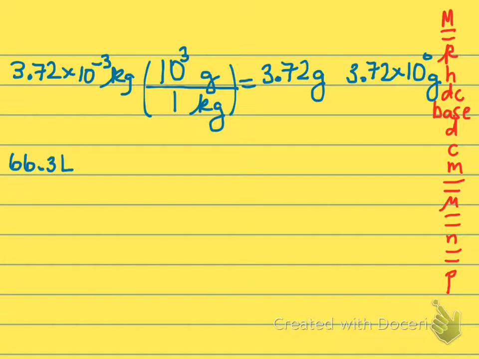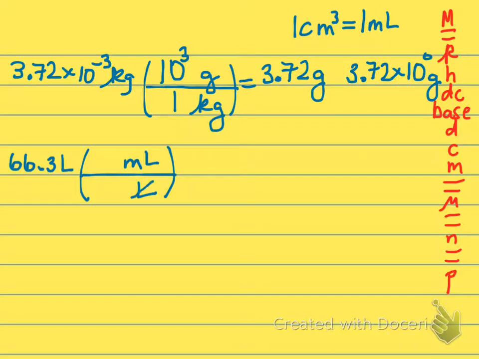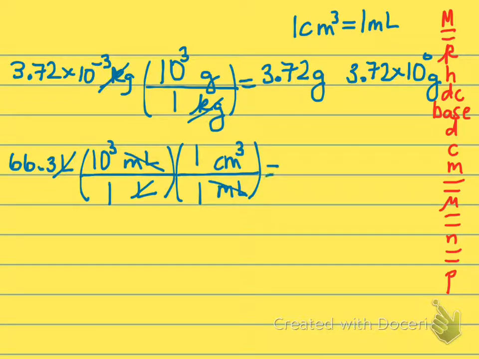66.3 liters to cubic centimeters. So again, that's using that idea that I know that 1 cubic centimeter is 1 milliliter. So I'm going to change my liters to milliliters. And liters are bigger. And again, when I count, it's 3 times, so it's 10 to the 3rd. Milliliters go on the bottom or the denominator. Cubic centimeters go in the numerator, and that's 1 to 1. So I'm going to have 6.63 times 10 to the 4th cubic centimeters.